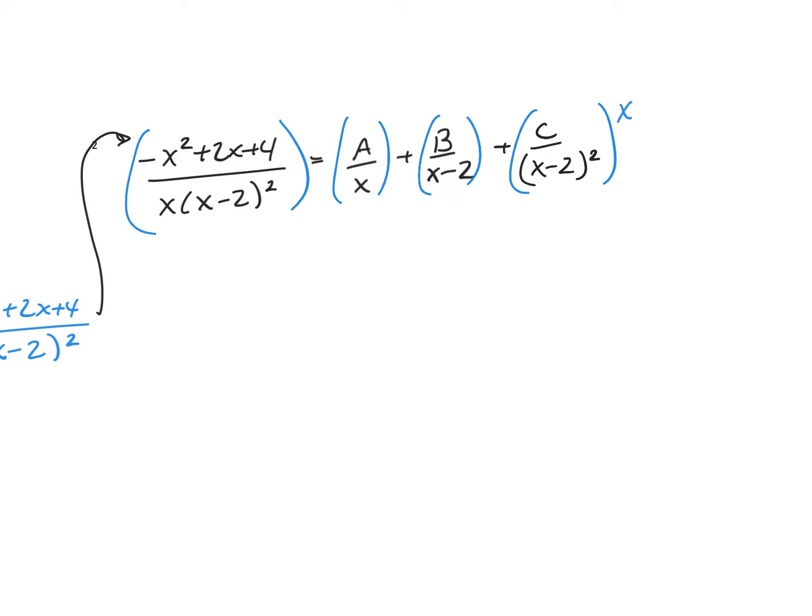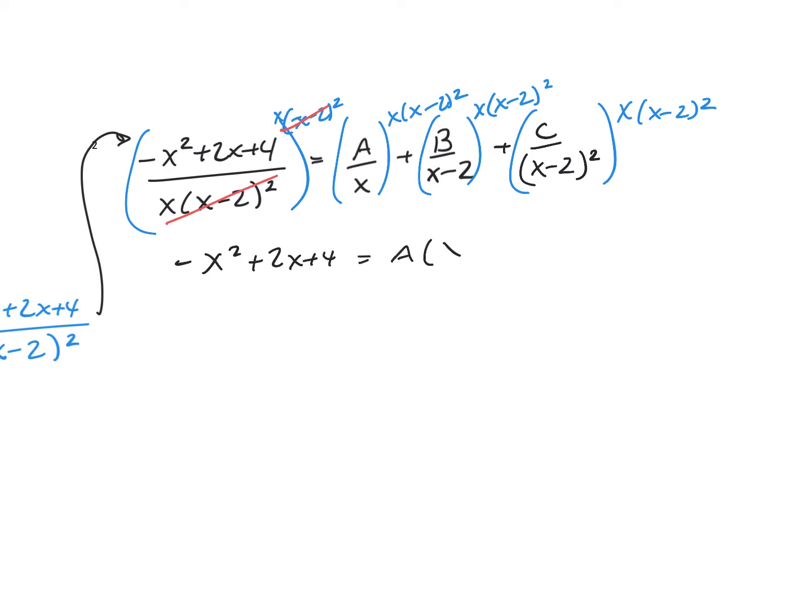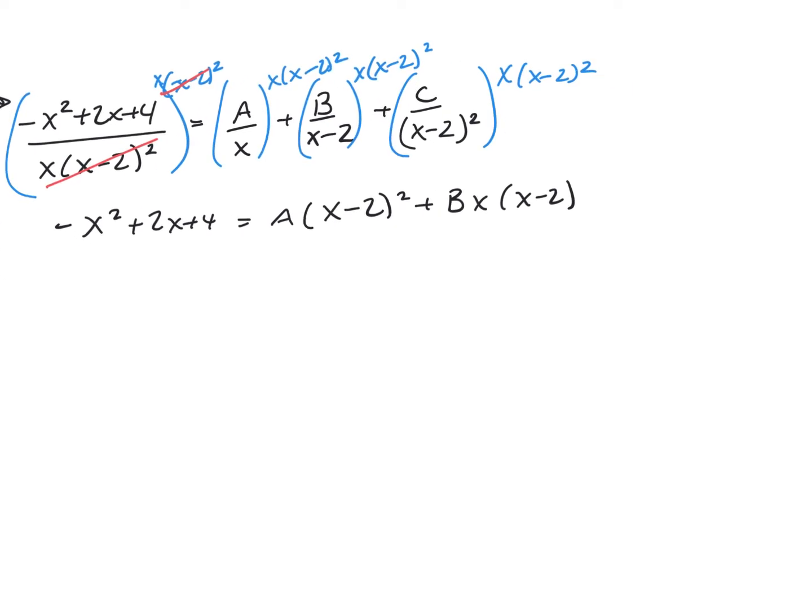Now I'm going to multiply everything by my lowest common denominator so that I can clear out my fractions, which happens to be x times x minus 2, the quantity squared. So each one of the terms is going to be multiplied by the lowest common denominator so that I can clear my fractions. That includes the other side as well. Clearly in the denominator you can see that those will cancel, so I'm left with negative x squared plus 2x plus 4 is equal to A. The only thing that cancels in the first grouping is just the x, so I have x minus 2, the quantity squared, plus B. X remains and x minus 2 cancels and 1 remains. And then lastly, I get just Cx.